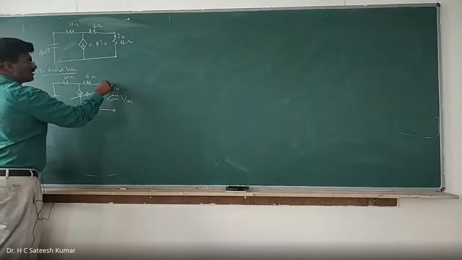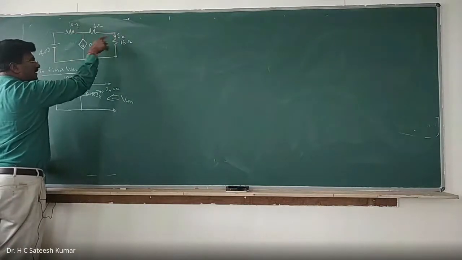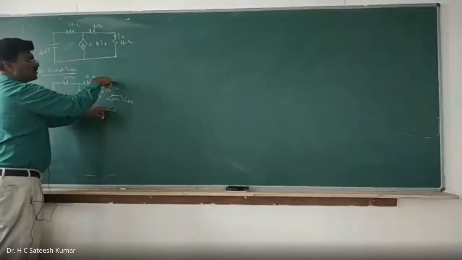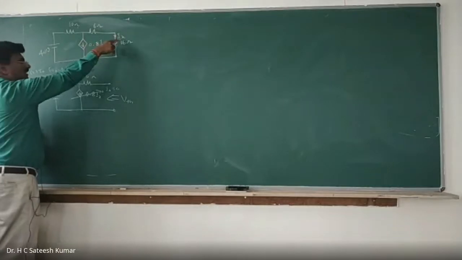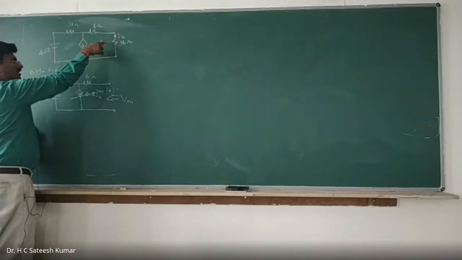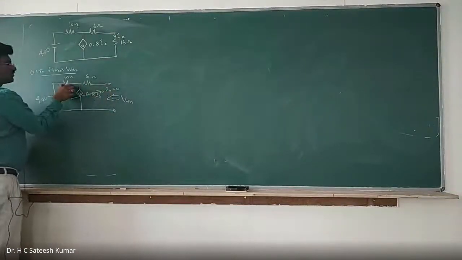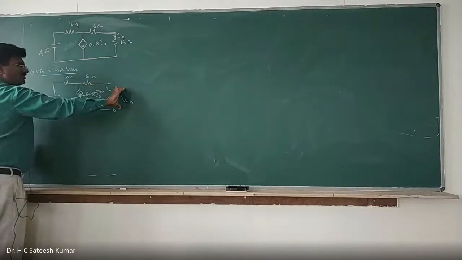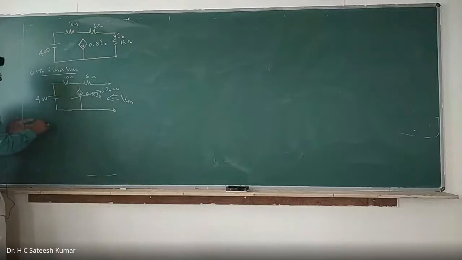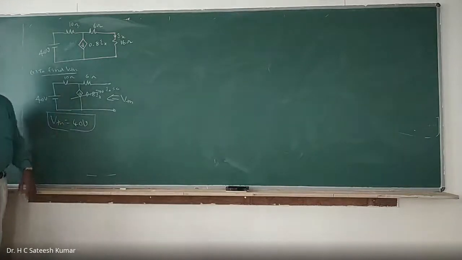Because this is open, IX is 0. This is a source which depends upon this IX, and IX is 0, so the dependent source is also 0. No current flows here, so there is no drop. Whatever the voltage is there, the same will be here. Therefore, VTH is directly 40 volts. No need to apply any KVL. Directly we get it. That is the speciality of this problem.